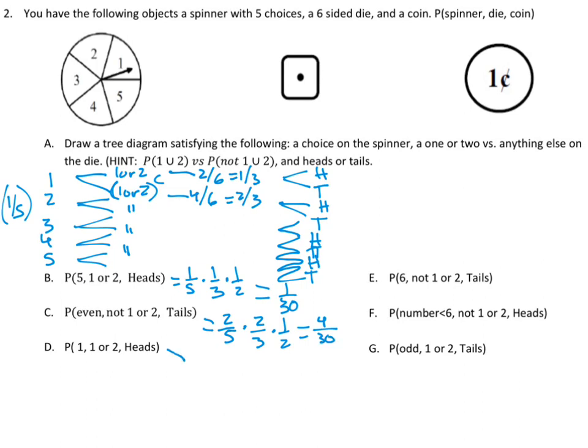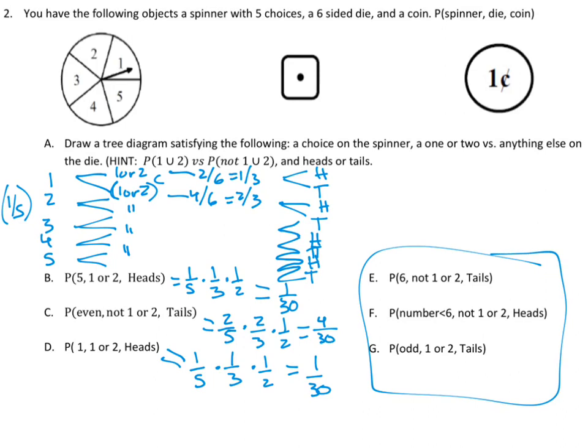Next one. We got probability of 1 is 1/5. Probability of 1 or 2 is 1/3. Again, I got that up there. And then probability of heads. This is almost the exact same as part B, except it's 1, and then 1 or 2, and then heads. The probability is the same, 1/30. Go ahead and try and get these probabilities real quick, and we'll have you check and see how you did in a moment.